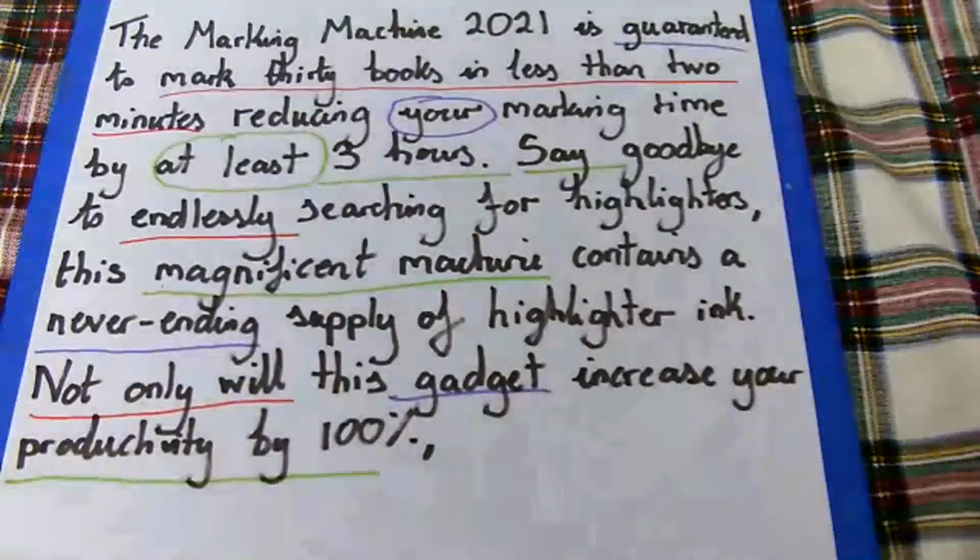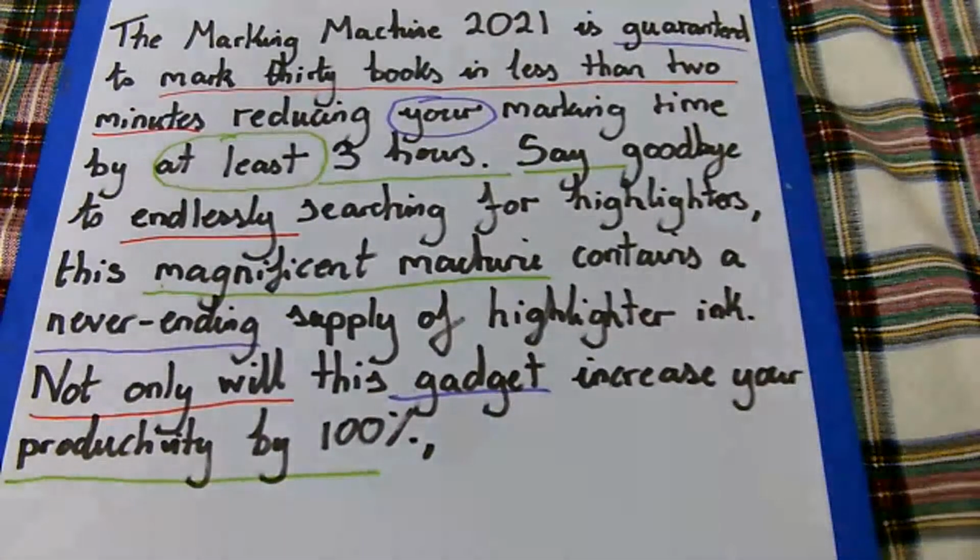Now, productivity is how well you produce something. So if you're increasing your productivity by 100%, it means that you are doing what you normally do, but 100% quicker in this case, talking about marking. So we're marking with this machine 100% faster.